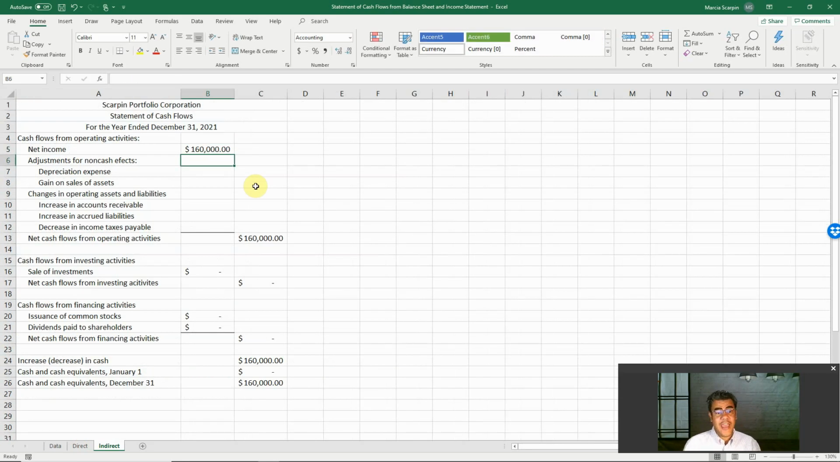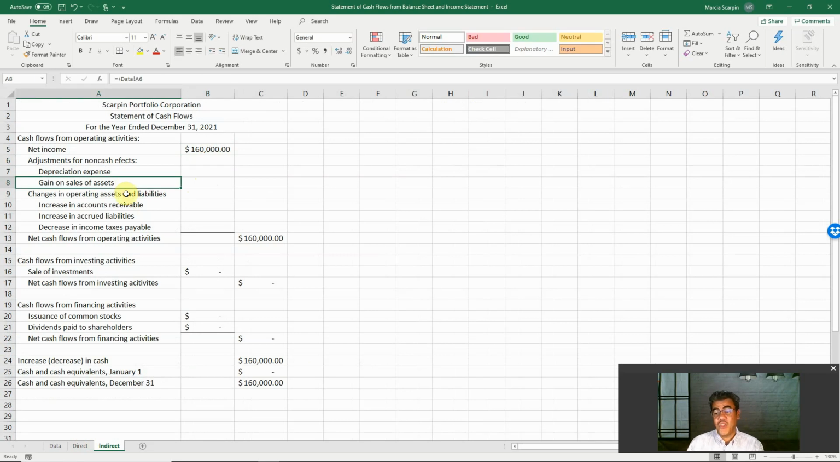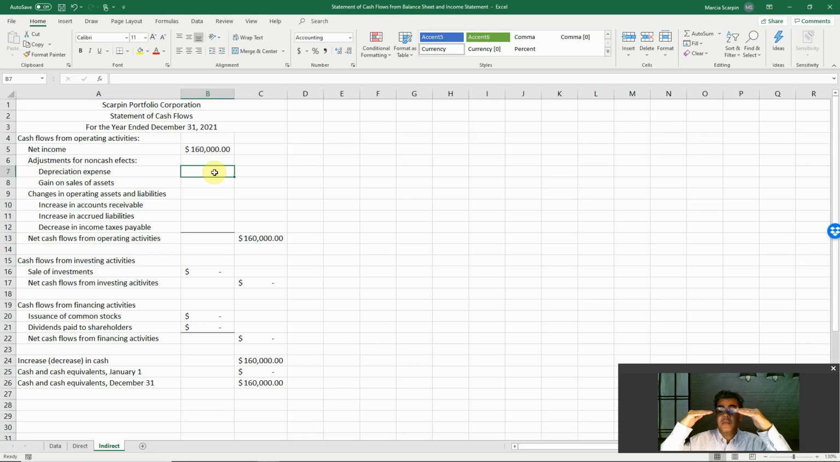Adjustment for non-cash effects. So we need to exclude from this number our depreciation expense, that is a non-cash expense, and gain on sale of assets, a non-cash revenue. So to exclude it, we need to add expenses and exclude our revenues, because depreciation expense was subtracting from our net income. To reverse it, we need to add. The gain on sale of asset is the opposite. It is adding to our net income. We need to subtract it. So depreciation expense.